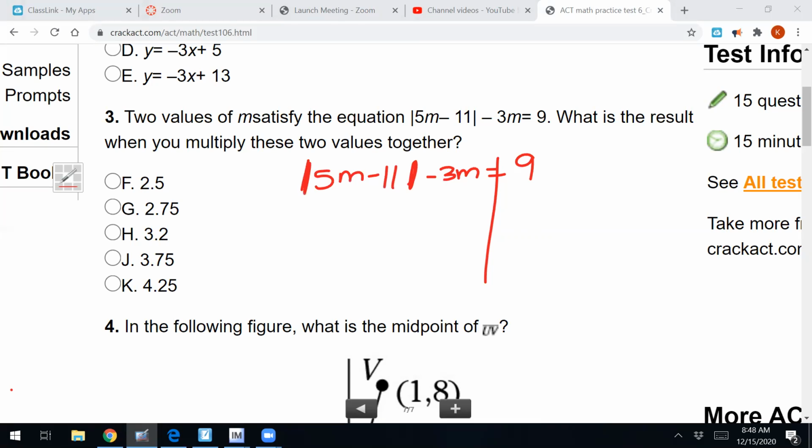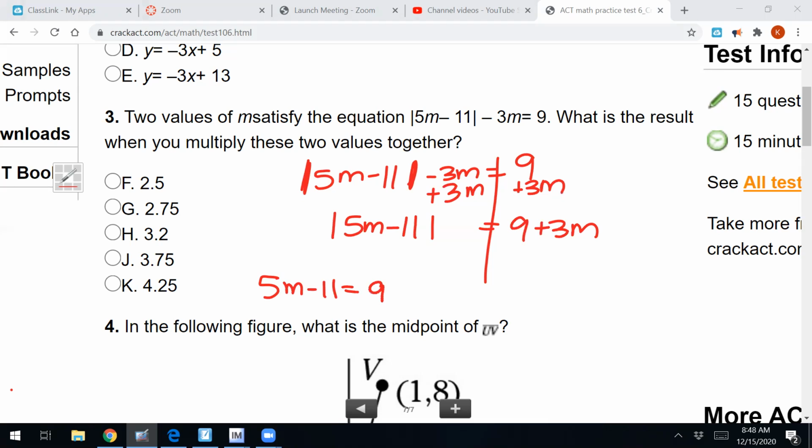Good, you got to add it to the other side. All right, so I'm going to plus 3m. Okay, so we have 5m minus 11 equals, you could do 9 plus 3m or 3m plus 9. It's not going to matter. Now, from here, when you have absolute value, remember one of your answers is going to be positive, and one of your answers is going to be negative. So what I'm going to do is take what's inside and set it equal to just exactly what it is, 9 plus 3m. And I'm also going to take 5m minus 11 and set it equal to the negative. And you can see by doing that, I just put the negative out in front.